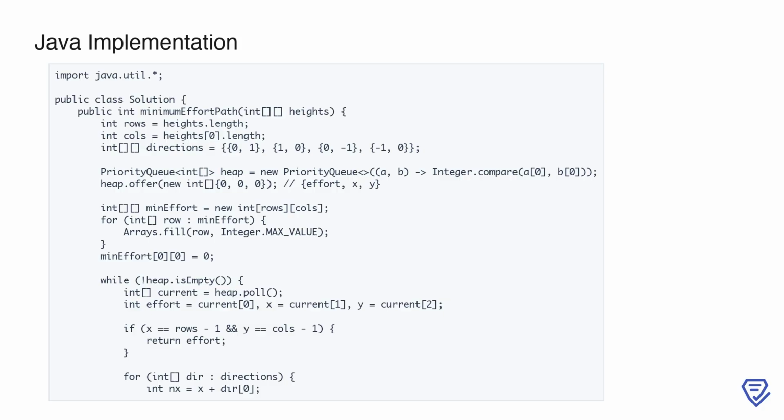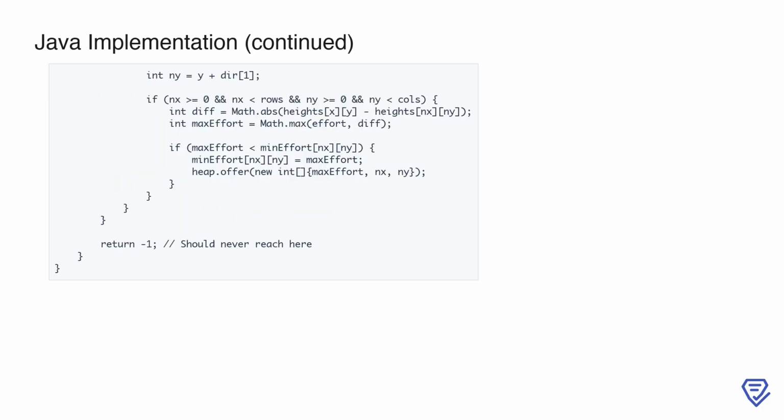The main loop begins by processing each state from the priority queue. We extract the current effort and position, and if we've reached the bottom right corner of the grid, we return the effort as the result. Otherwise, we iterate over the possible directions to explore neighboring cells. For each neighboring cell, we calculate the new coordinates, nx and ny, by applying the direction offsets.